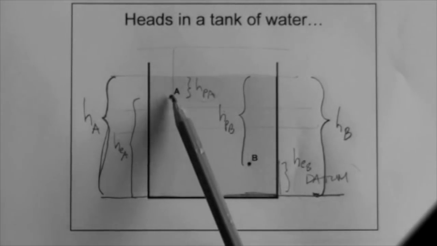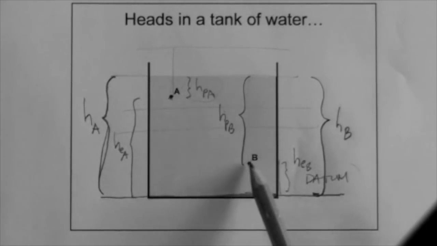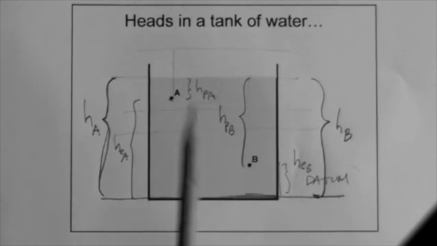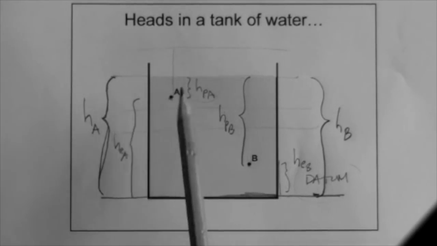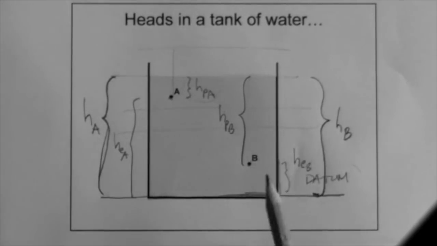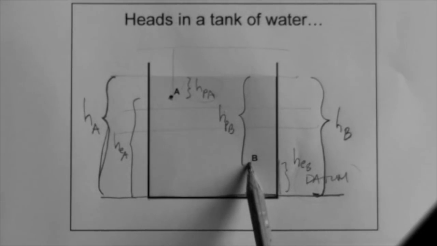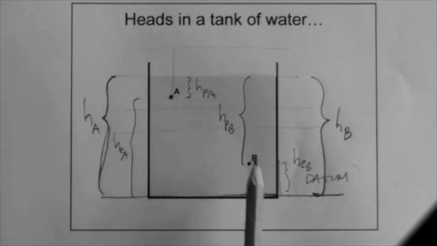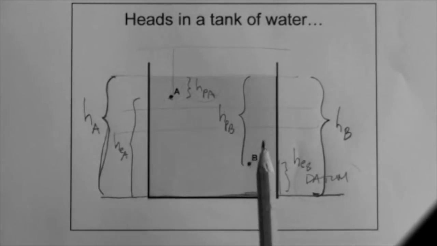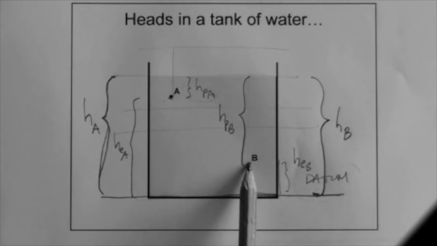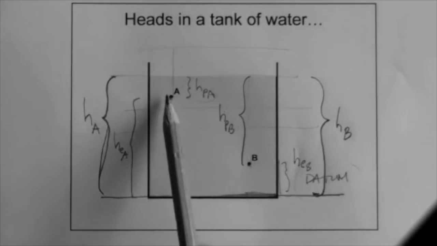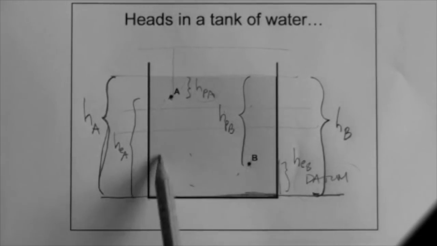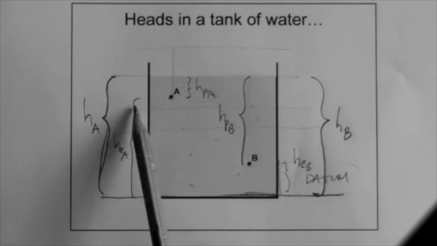Look, the total head at point A is the same as the total head at point B. That distance is the same as this distance. And because the total head at this point, that is the total energy at this point, is equal to the total head at this point, that is the total energy at this point, then there is no flow from this point to this point, or from this point to this point, because the total heads are the same. Okay, that's why there is no flow in a tank of water, because the total head at all points is the same. The elevation head is different.